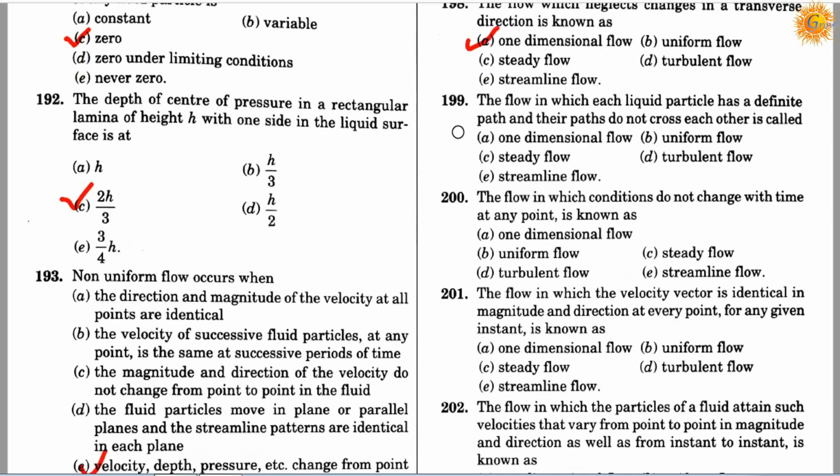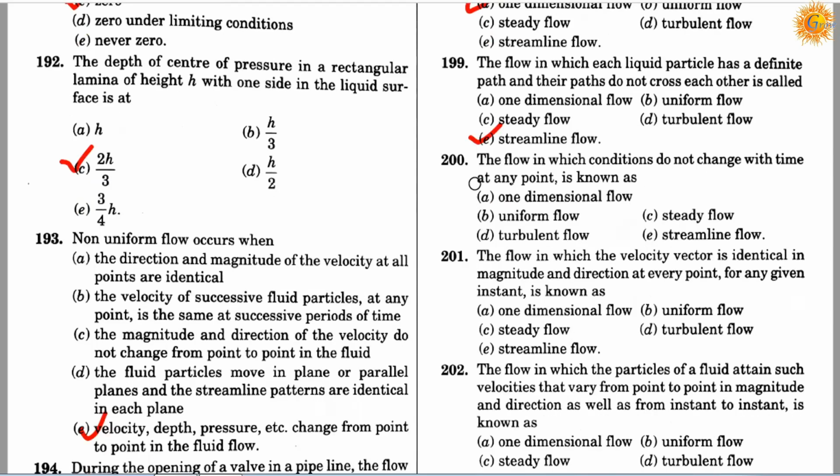Question number 199. The flow in which each liquid particle has a definite path and their paths do not cross each other is called option A, one-dimensional flow, option B, uniform flow, option C, steady flow, option D, turbulent flow, option E, streamline flow. Correct answer is E, it's streamline flow.